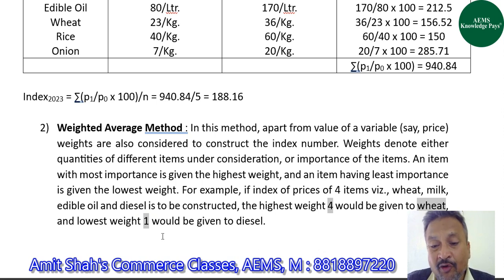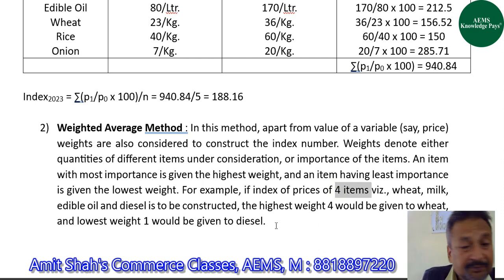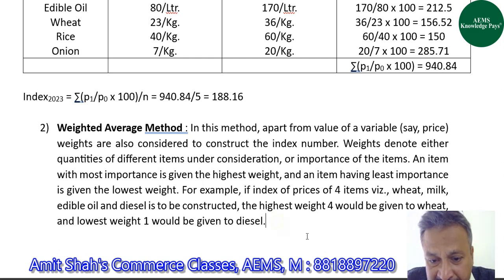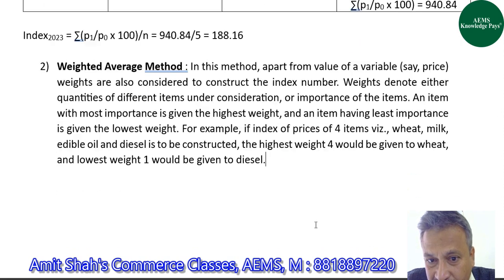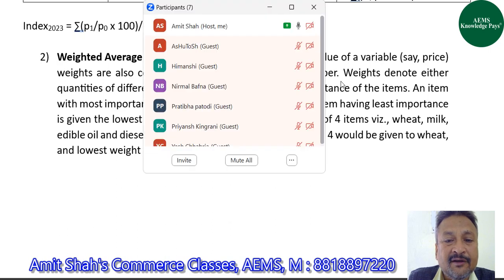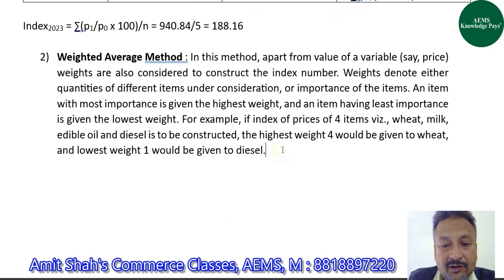So here we have 4 weights: 1, 2, 3, 4. Why? Because we have 4 items. Had there been 5 items, the highest weight would have been 5. Am I clear? Have you understood this, guys? I'm asking those who are online. Yes, sir. Good.